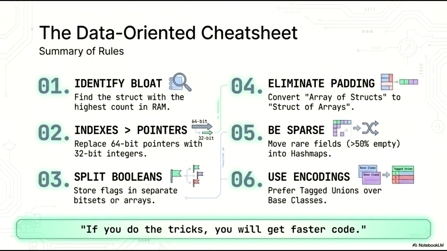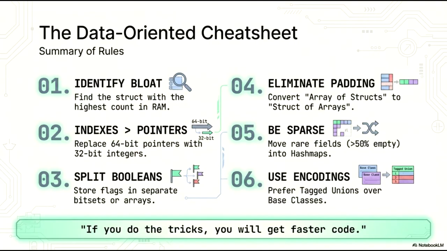To optimize for performance through data-oriented design, we follow 6 fundamental rules. First, we must identify bloat by finding the specific structs with the highest count in RAM, as these offer the greatest potential for improvement. Second, we prefer indexes over pointers. Replacing 64-bit pointers with 32-bit integers reduces memory overhead and improves cache density. Third, we split booleans out of structs and store them in separate bit sets or arrays to prevent wasting bytes on alignment and to allow for efficient batch processing.